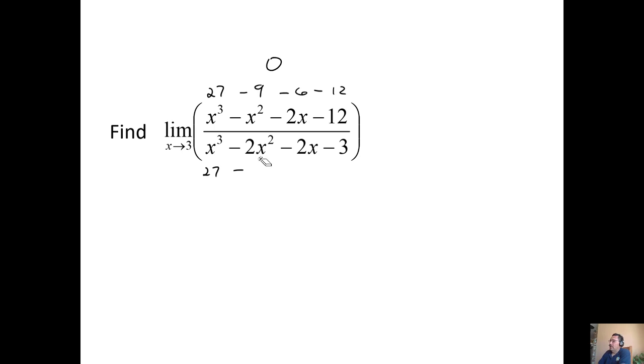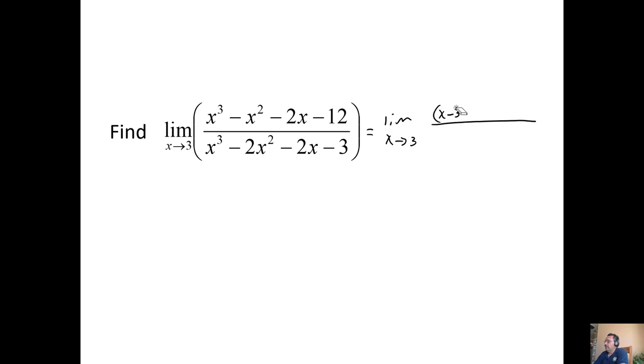2 times 9 is 18. And then minus 6 minus 3. 6 and 18 is 24, and 3 is 27. 27 minus 27 is 0. 0 over 0. Can't just plug it in, right? But again, 3 is a 0, so that should let us know that x minus 3 is a factor. So we have the limit as x goes to 3 of, we know that the top factors as x minus 3 times something. Same thing with the bottom, x minus 3 times something. But we don't know what that something is.